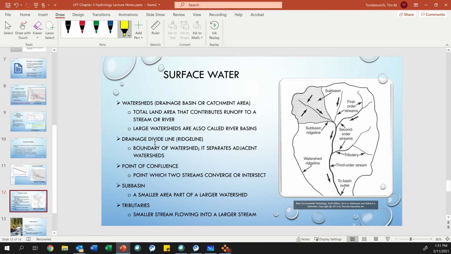Drainage divide, or ridge line: the boundary of a watershed, which separates adjacent watersheds. Point of confluence: the point at which two streams converge or intersect.